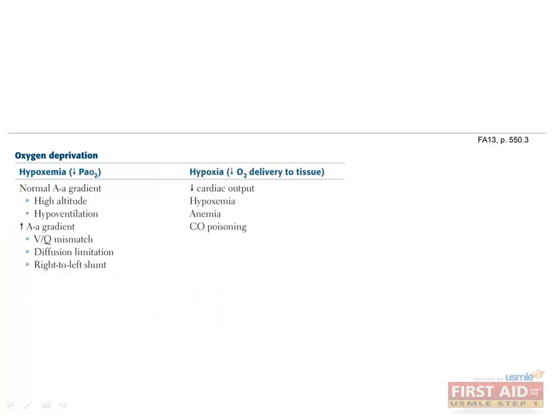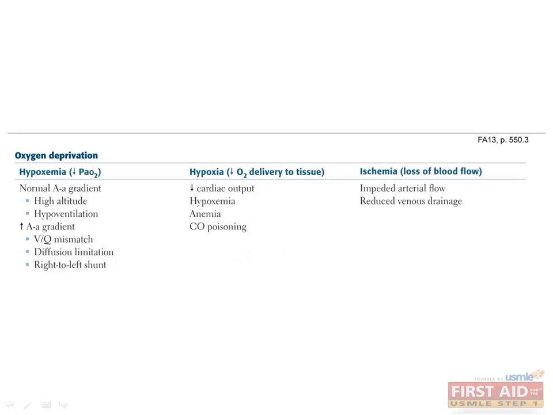Hypoxia is the condition in which there is decreased oxygen delivery to the tissues, which can result from hypoxemia that we just discussed, or from other factors such as decreased cardiac output or carbon monoxide poisoning. So here's a question for you. What's the most common cause of decreased oxygen content in the blood in the setting of normal oxygen saturation? The answer would be anemia. In addition to carbon monoxide poisoning, we should also add methemoglobinemia.